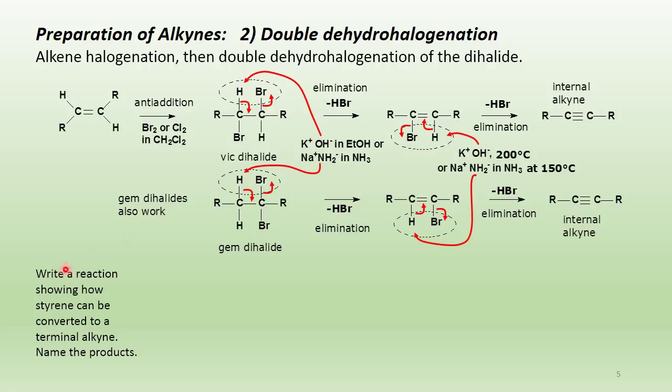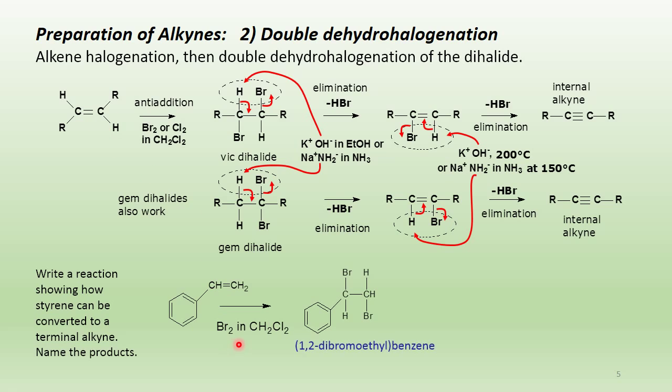Can you write a reaction showing how styrene can be converted into a terminal alkyne and name the products? So here's styrene. We're not saying we're going to change the number of carbons. We're simply going to convert this alkene to an alkyne. Well, the process, as we saw above, is first to halogenate the alkene. We can either add bromine or chlorine. We'll form then 1,2-dibromoethyl benzene. Double dehydrohalogenation with two equivalents of KOH or sodium amide at a high temperature eliminates two molecules of HBr, giving us the terminal alkyne.